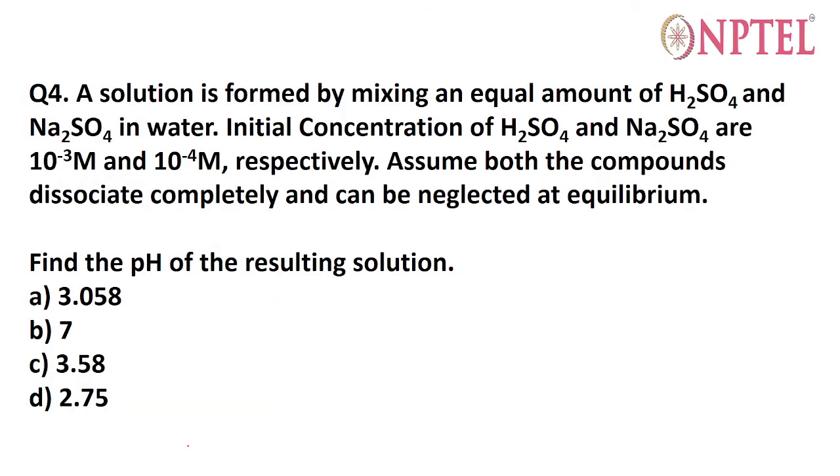From this next question we will try to go through the Beamentech software. A solution is formed by mixing equal amounts of H2SO4 and Na2SO4 in water. The initial concentrations of H2SO4 and Na2SO4 are 10 to the power minus 3 molar and 10 to the power minus 4 molar respectively. Assume both compounds dissociate completely and can be neglected at equilibrium. You have to find the pH of the resulting solution. I suggest everyone use the Beamentech software to calculate this particular problem.